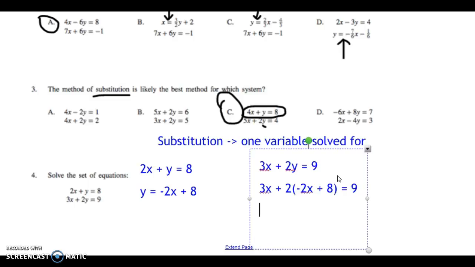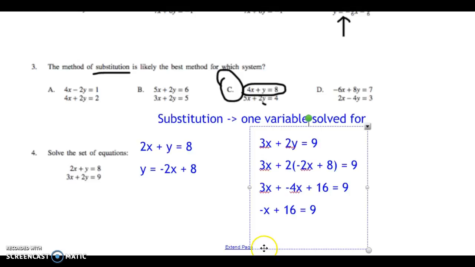Now I'll do some simplification. I know that it's 3x plus, distributive property tells us that 2 times negative 2x is negative 4x. Distributive property also tells us that 2 times 8 is 16 equals 9. Combining like terms, 3x plus negative 4x is negative x plus 16 equals 9. And the next thing I'm going to try to do is get all the numbers to the other side.